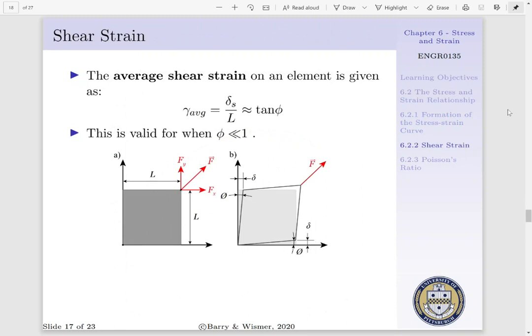Previously, we introduced shear strain. Our average shear strain of an element is given as follows. Our average shear strain, which is known as gamma average, is equal to our deformation due to shear per our initial length, and this is shown in the diagram below.